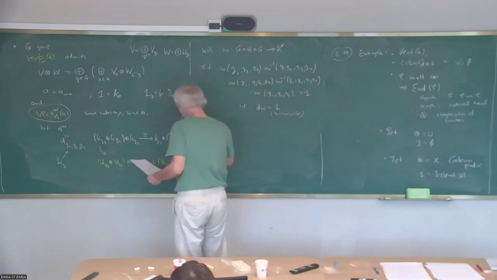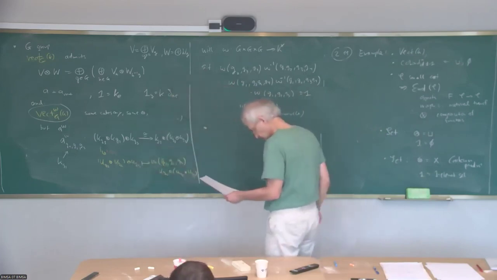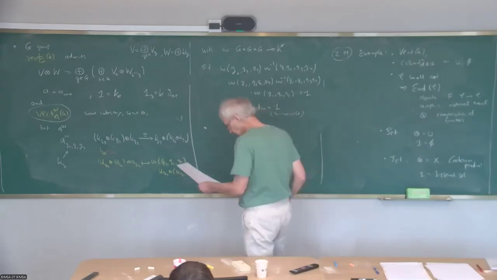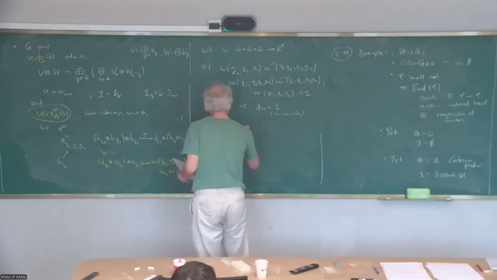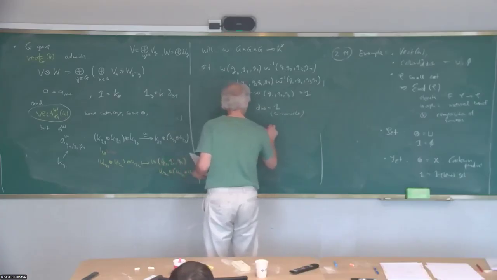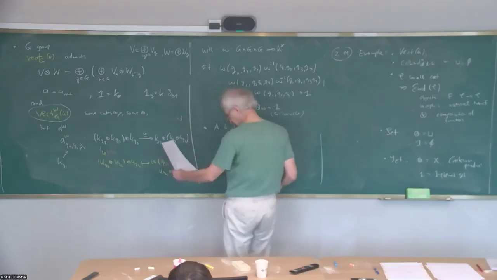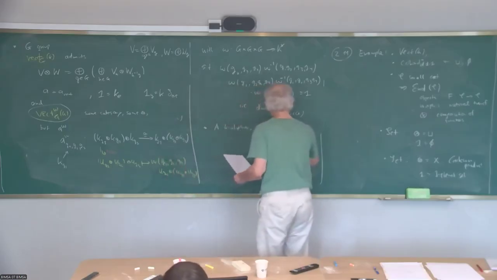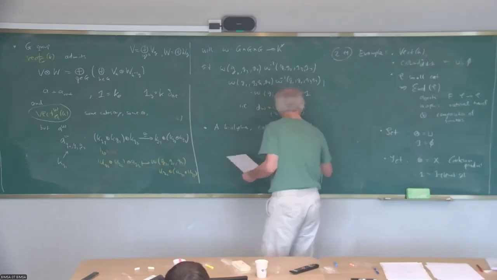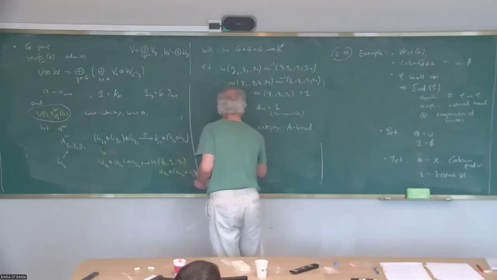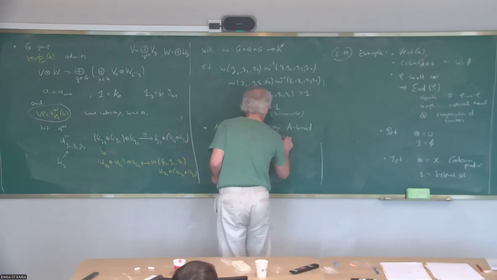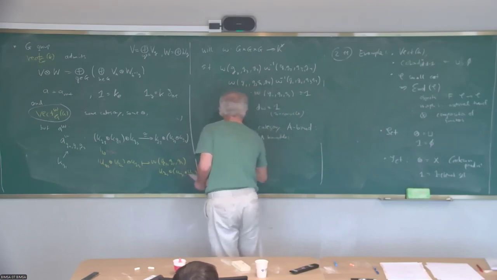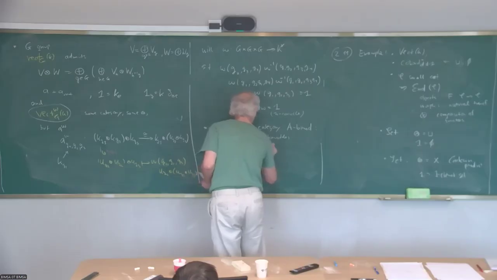And the final example that I want to mention, and then we should have the break, is: let A be a K algebra. And we have the category of A bimodules. We call it like that. So objects are A bimodules, morphisms are bimodule morphisms.